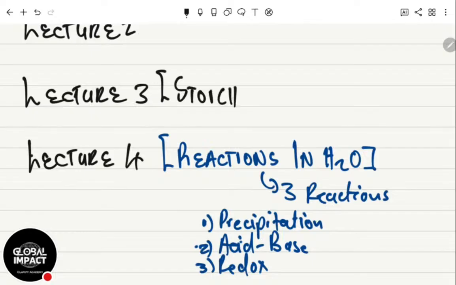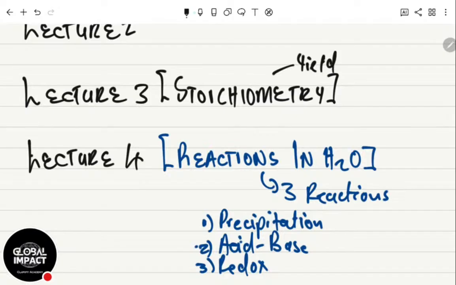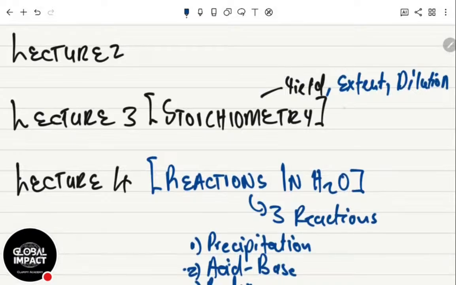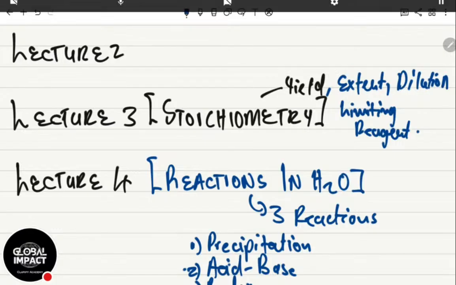Lecture 3 is stoichiometry, and in here you are asked things like the different types of yields: percentage yield, actual yield, theoretical yield. Actual yield you are given, but we have theoretical yield. We are also going to find the extent of a reaction, and do questions that involve dilution. We'll see how we calculate things to do with stoichiometry, because we'll also be finding the limiting reactant or limiting reagent. It's the same thing, different words meaning the same thing.